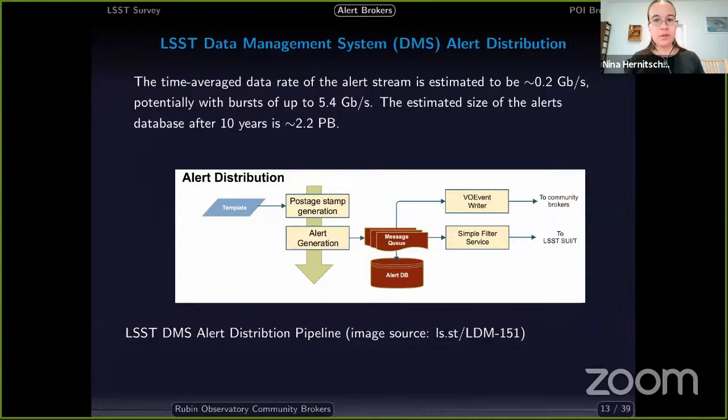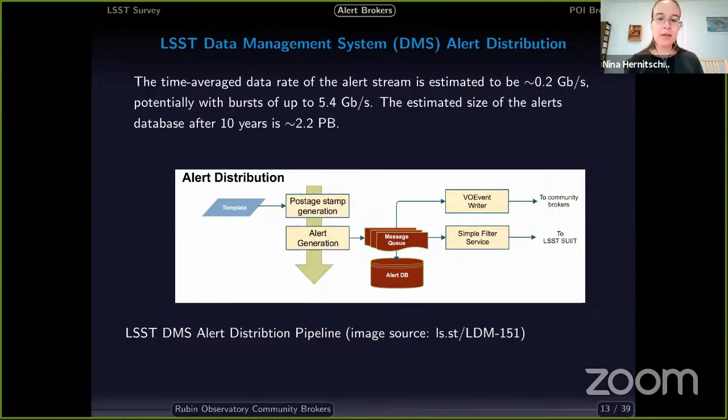These alerts are then distributed by using an alert distribution pipeline. Here is a short overview of this. The time average data rate of the alert stream is estimated to be about 0.2 gigabytes a second, and bursts up to 5.4 gigabytes a second. So it can vary somewhat. The estimated size of the alert database after 10 years, about 2.2 petabyte.